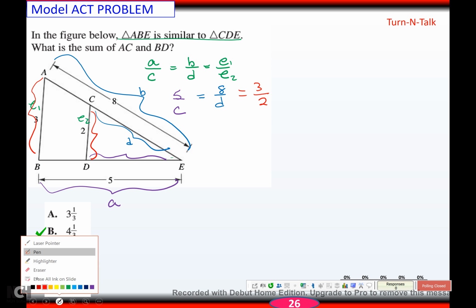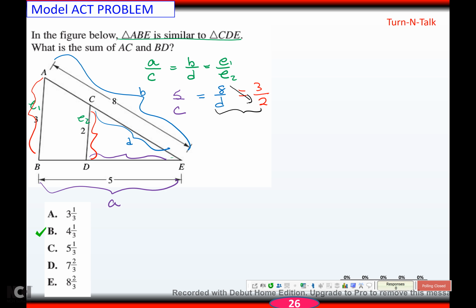To figure out D, I'm going to do this. So, 8 times 2 has to equal D times 3. So, I have 16 equals 3D. Divide by 3, and D equals 16/3. And just leave it a fraction, and don't make it mixed yet. Might as well wait till the end.